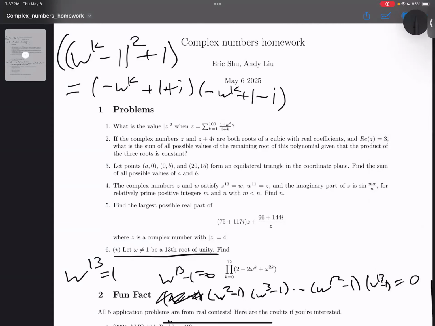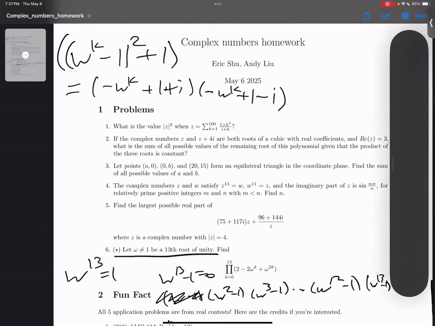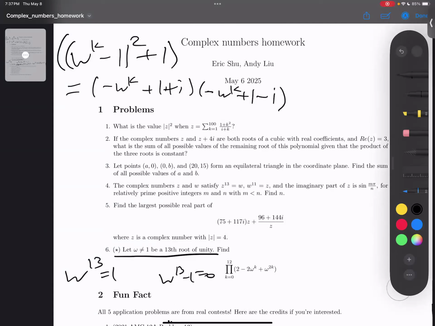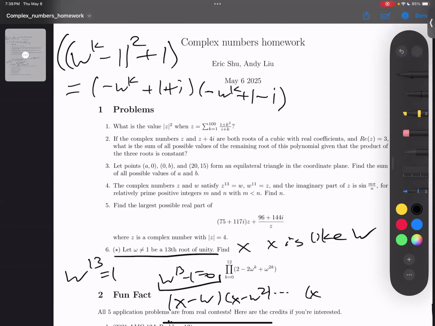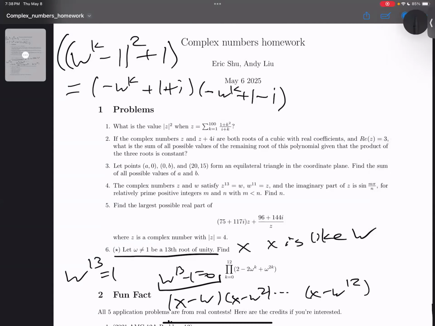Wait, what am I saying? Sorry. Okay. We can think of this as a polynomial in terms of x, where x is like omega. And so we just do x minus the roots of this, which is x minus omega, x minus omega squared, all the way to x minus omega to the 12th. There we go. Did I cook? I think so. Anyway, this should be on track.